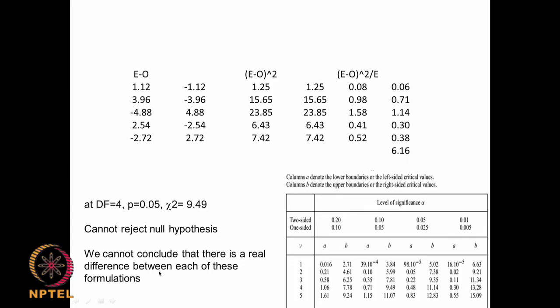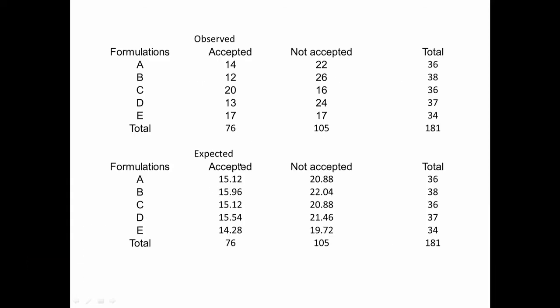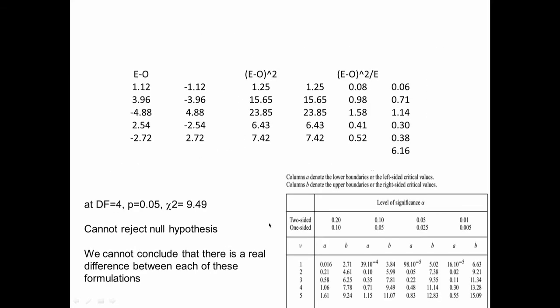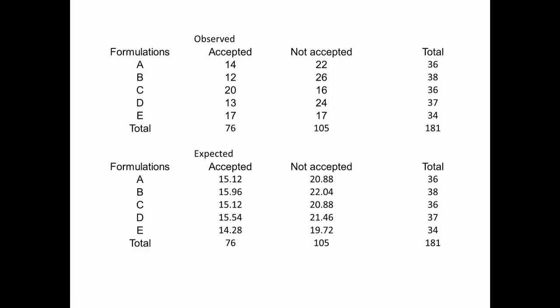So, we cannot conclude that there is a real difference between each of these formulations. As of now, we have to say that all 5 formulations are the same, because our test statistic is less than the table value. We can do the same problem using Excel also.